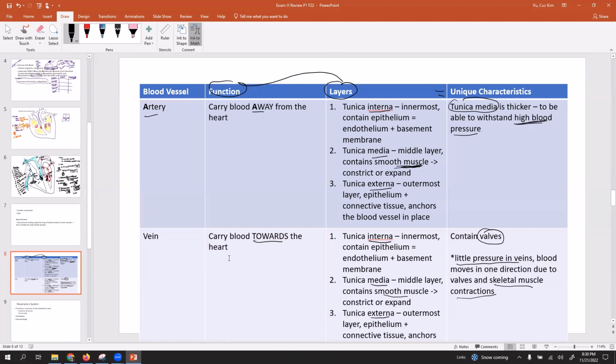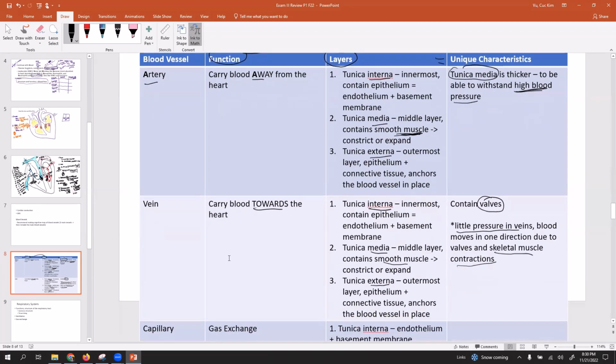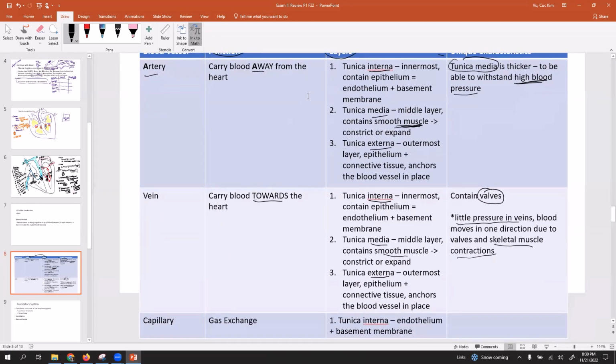Okay. And then you'll find one more for capillaries down there. Okay. Questions? All right.